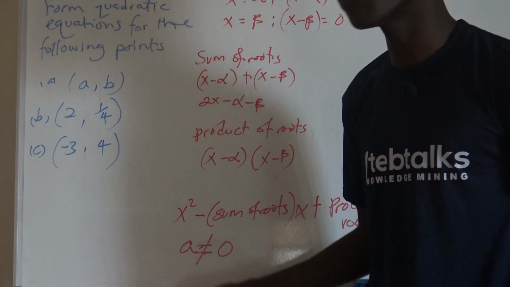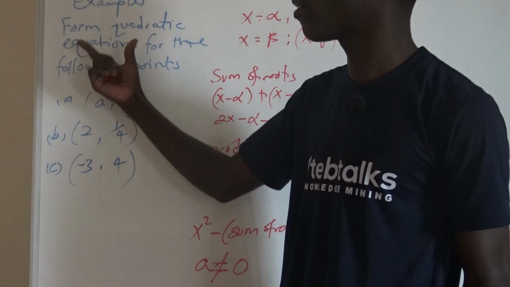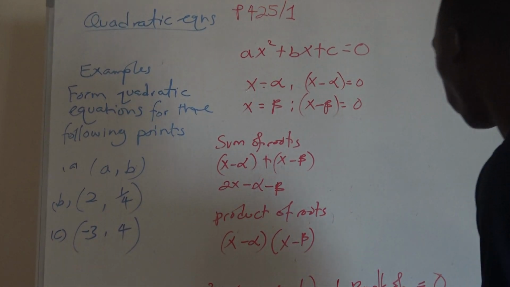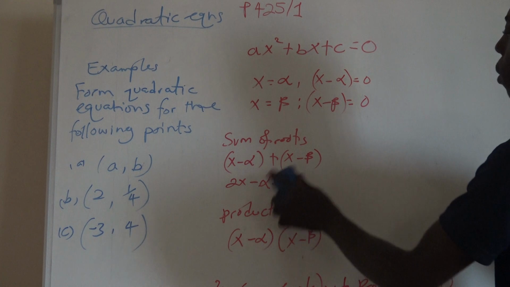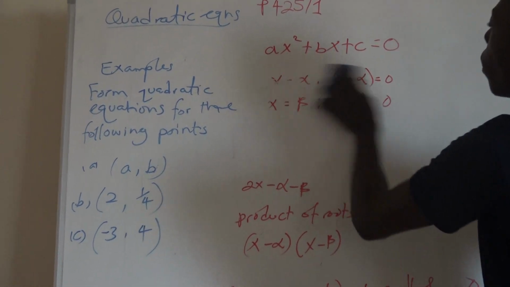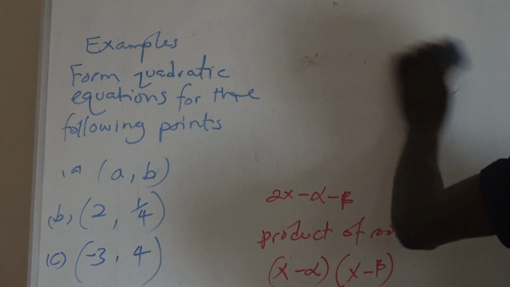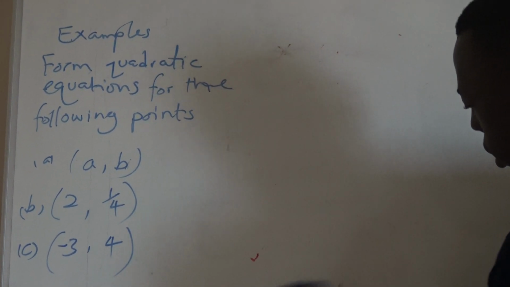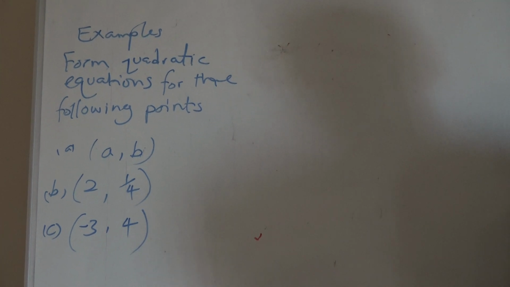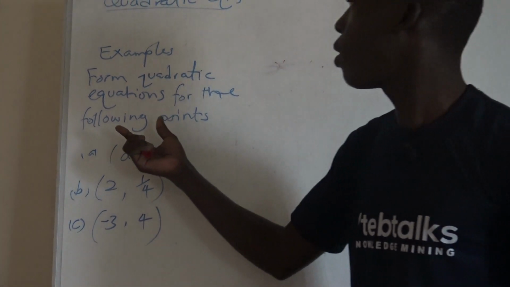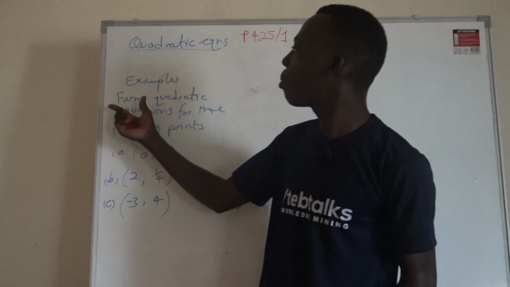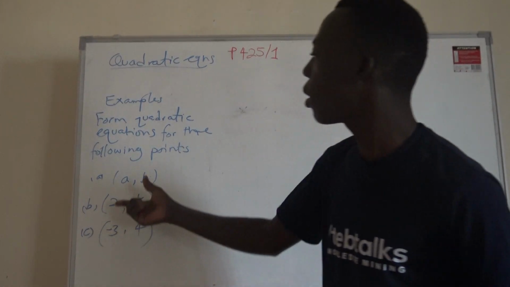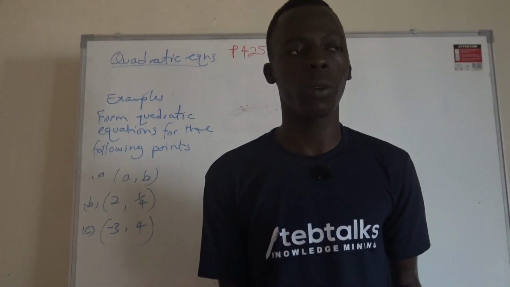Now, to not waste time, we are going to begin with the examples dealing with the quadratic equation if they have given you the points. So we have something like this. The example says form quadratic equations for the following points. They have given us this point, they want us to form a quadratic equation.